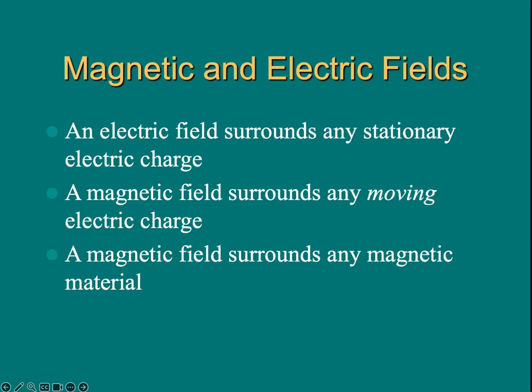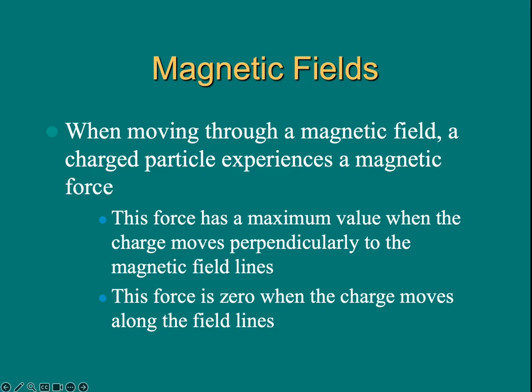So there is similarity and also difference between magnetic field and electric field. An electric field surrounds any electric charge. A magnetic field surrounds any moving charge. So we can also produce magnetic field from magnetic material. When moving through a magnetic field, a charged particle would experience a magnetic force.